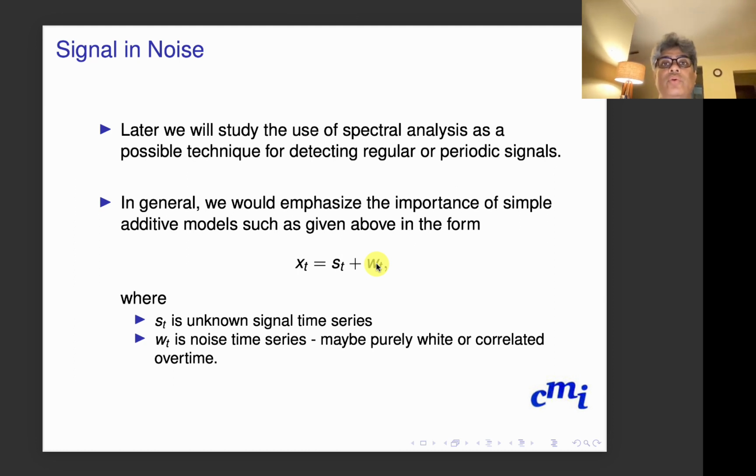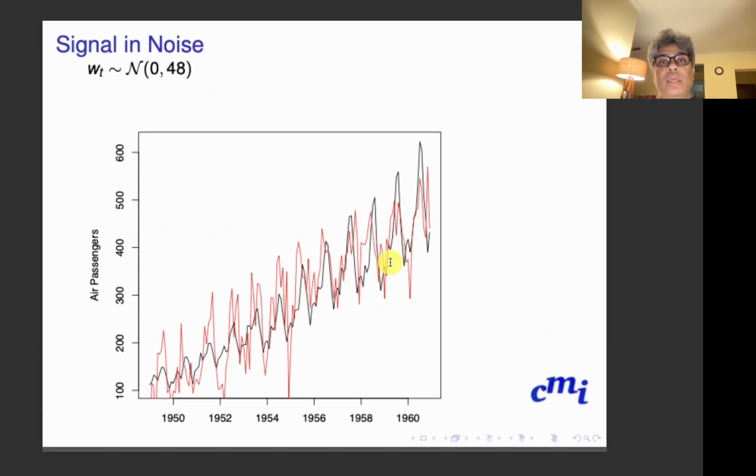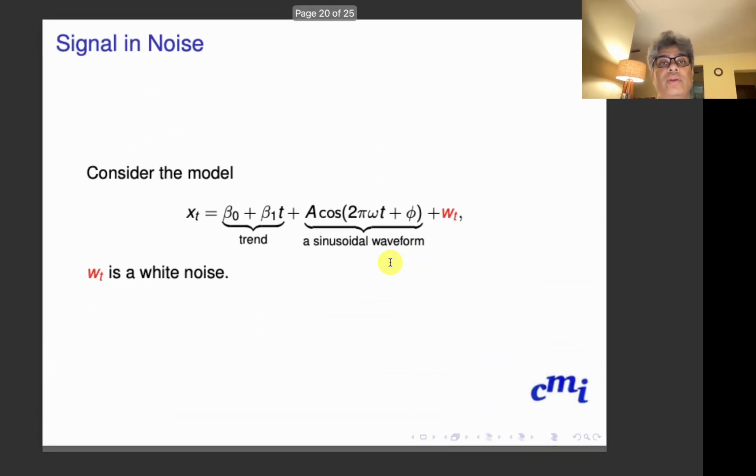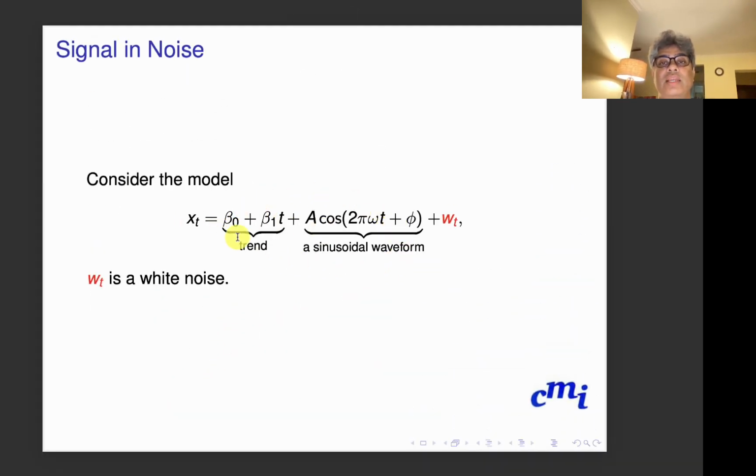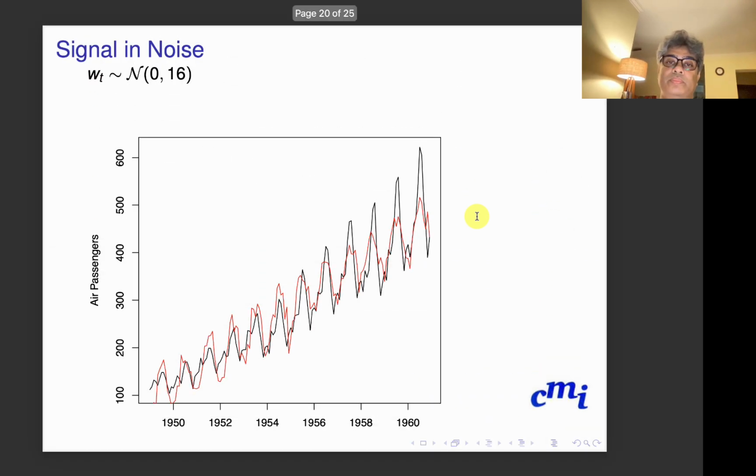Later we will study the use of spectral analysis as a possible technique to detect the regular or periodic signal. In general, we should emphasize the importance of simple additive models such as given above, in the form x_t is some signal plus w_t. If I go back, you can see that in x_t, this entire part is my signal. I am modeling the signal part. This is the mathematical model I am using to model the signal, and this is the random or stochastic part, or white noise part.